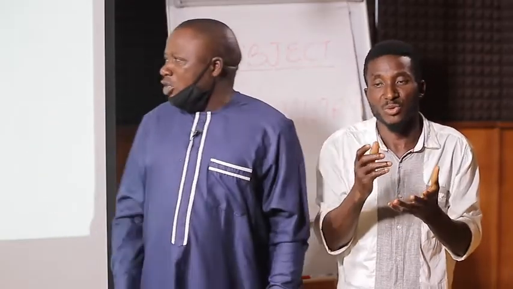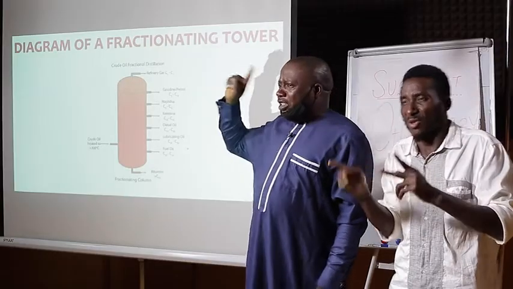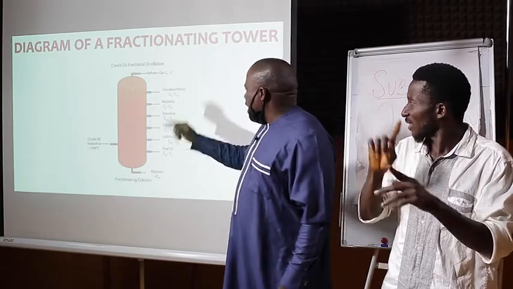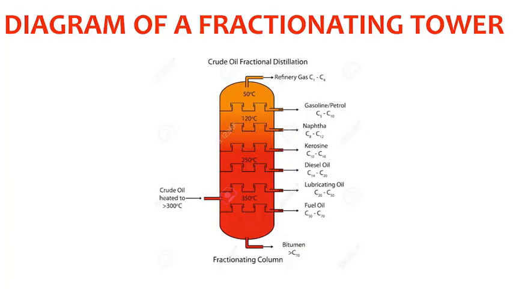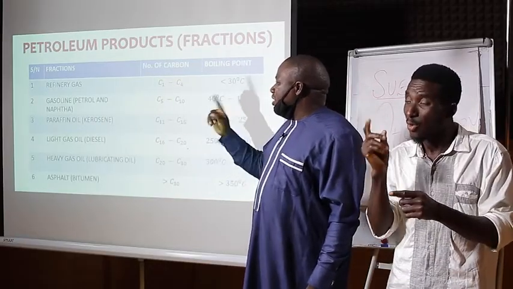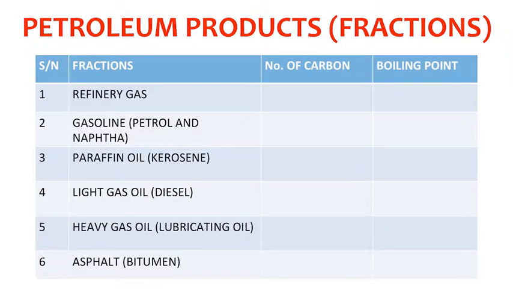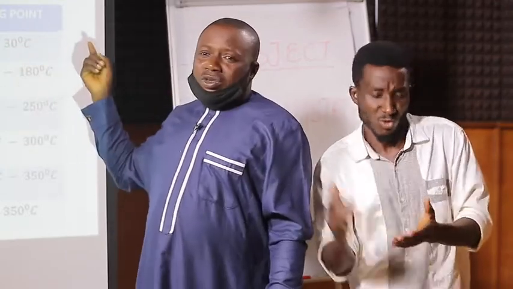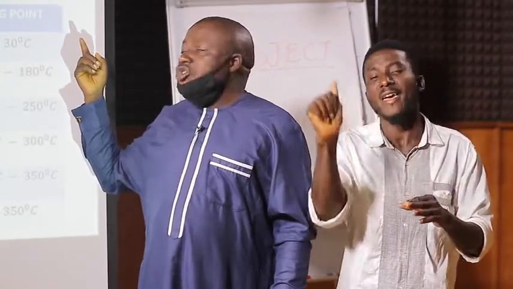At a particular temperature, when you heat, the first product that will get out, at a temperature of around 50 degrees Celsius, is the refinery gas. This refinery gas has a carbon range from carbon 1 to 4. Whenever the boiling point is up to 30 degrees Celsius, all the refinery gases contained in the mixture will escape and be collected through what we call a fractionating tray.